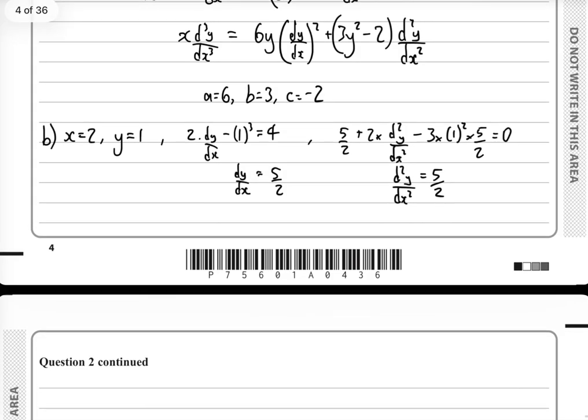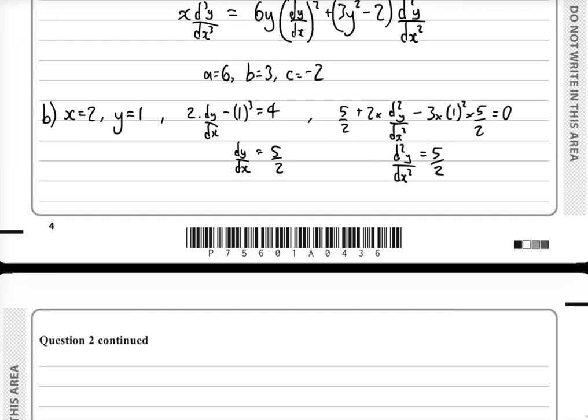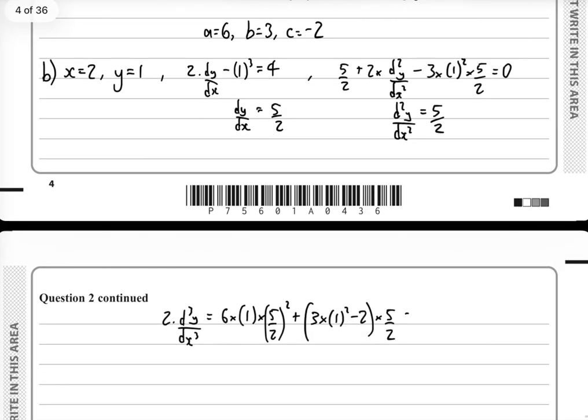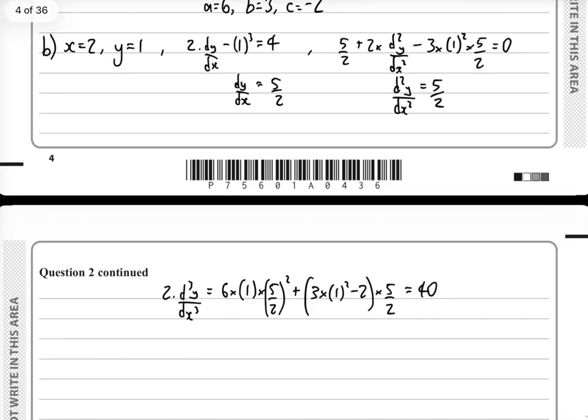Now the third derivative at the top of the screen, putting in x, the thing that we want, 6 times y times the first derivative squared plus 3 times y squared minus 2 times the second derivative. And that one gives a very different answer. That is 40. So dividing through by 2, we get the third derivative is 20.